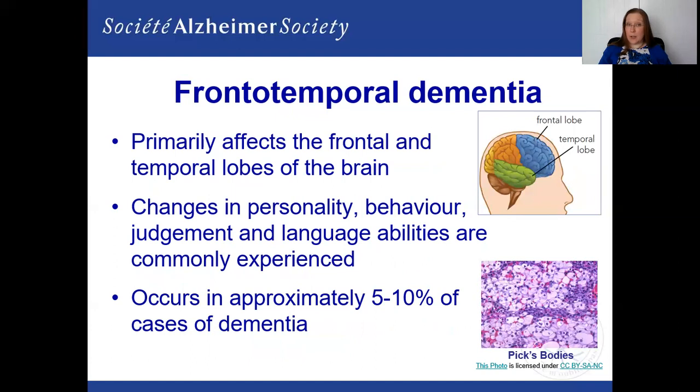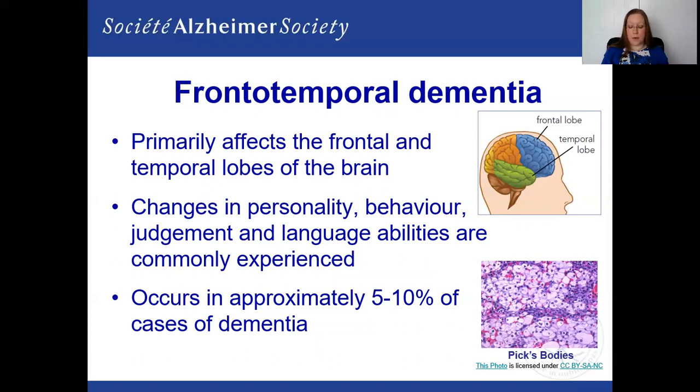Now, that's a lot of information so far. Let's continue to move on and talk about frontotemporal dementia. Now, frontotemporal dementia is another type of progressive dementia that occurs in between 5 and 10% of all cases of dementia that do exist. And unlike Alzheimer's disease, which generally affects most areas of the brain, that global impact as the disease progresses, frontotemporal dementia is an umbrella term for a group of disorders that primarily are known to affect both the frontal and temporal lobes of the brain, hence the term frontotemporal dementia.